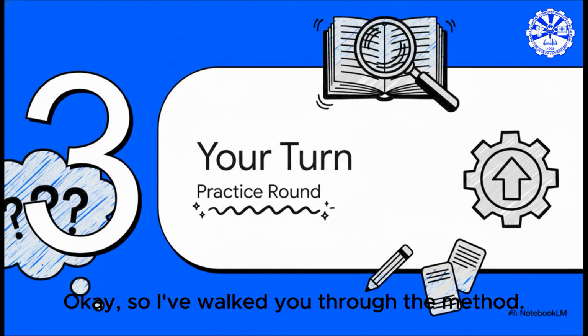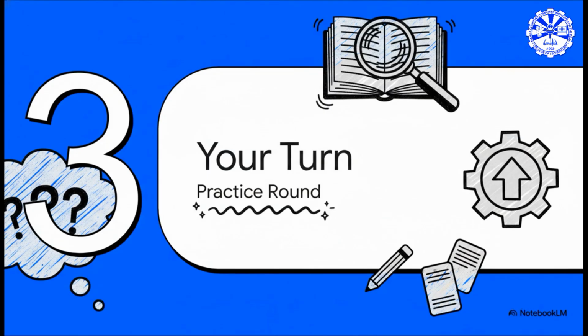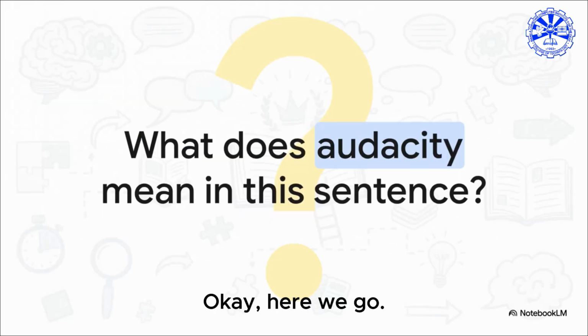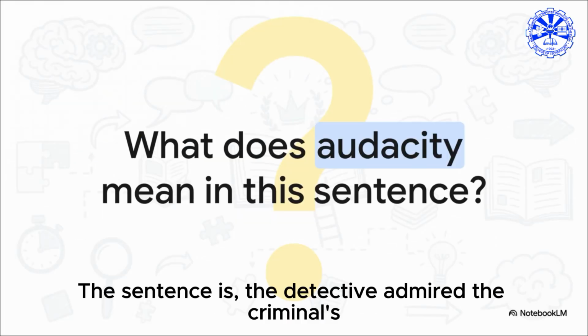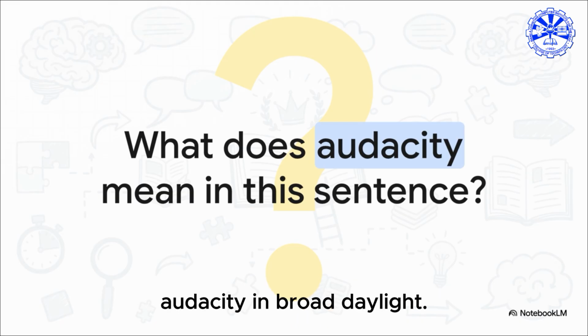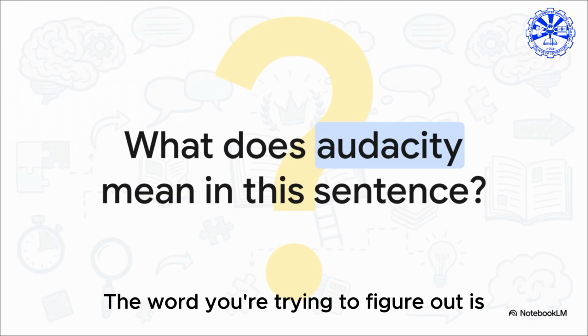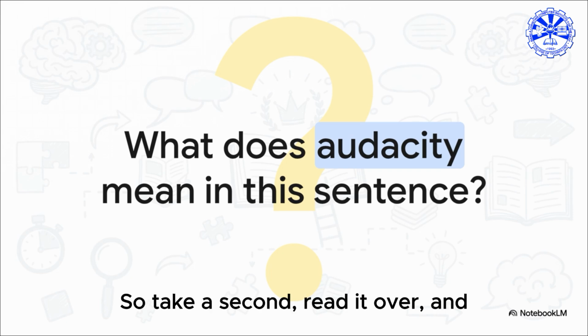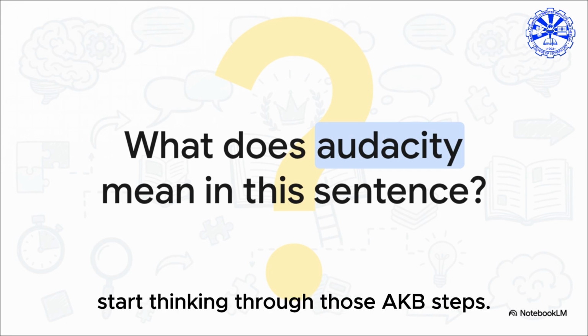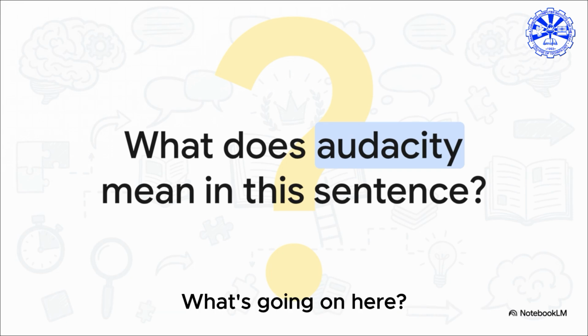Okay, so I've walked you through the method. You've seen it in action. Now it's your turn. Let's put AKEB to the test with a quick practice round. Ready? Okay, here we go. The sentence is, the detective admired the criminal's audacity in broad daylight. The word you're trying to figure out is audacity. So take a second, read it over, and start thinking through those AKEB steps. What's the context? What's going on here?